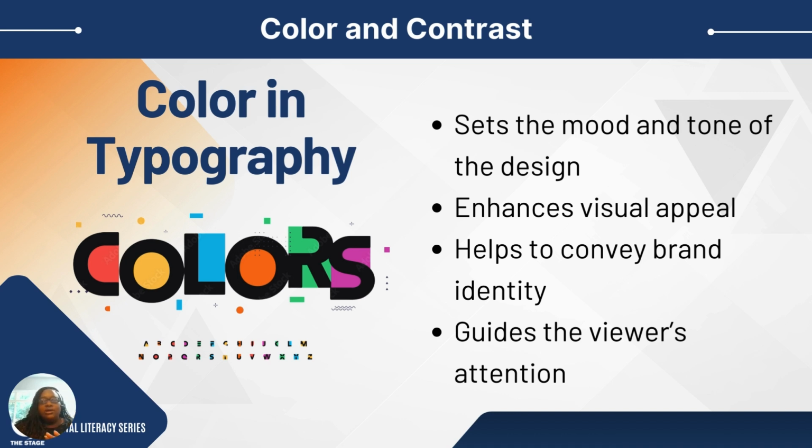When you use color, it does a number of things in helping to create emphasis and visual interest. When you use color in typography, number one, it sets the mood and the tone of the design. Two, it enhances the visual appeal. Next, it helps to convey the brand's identity. And lastly, it can guide the viewer's attention.